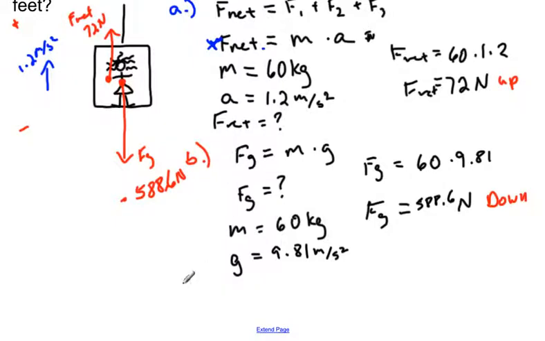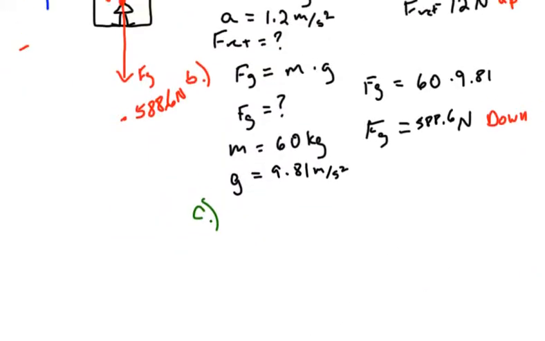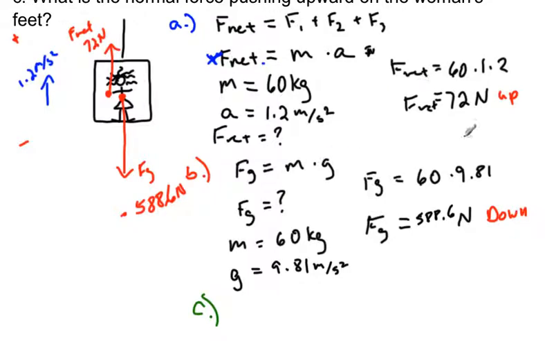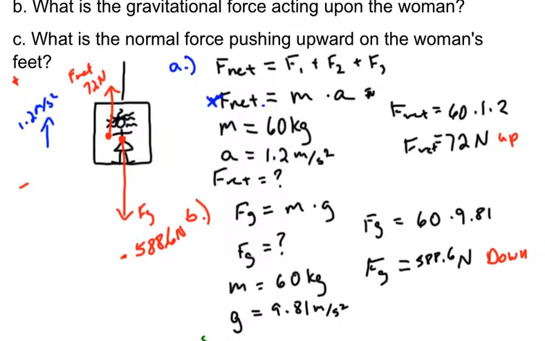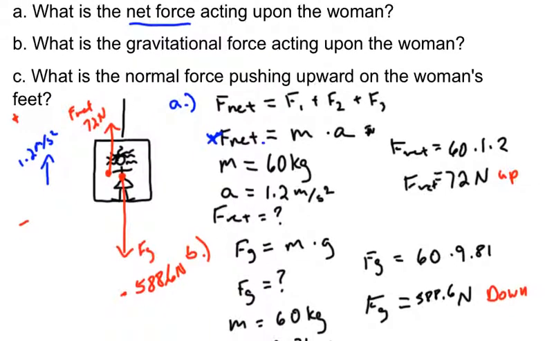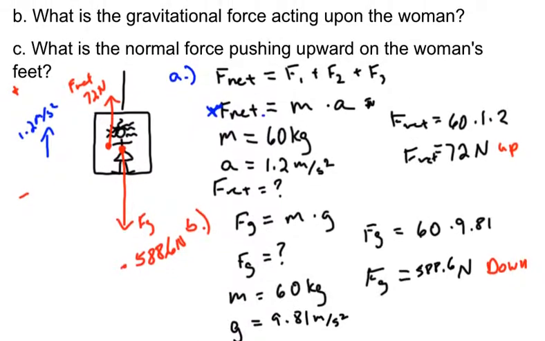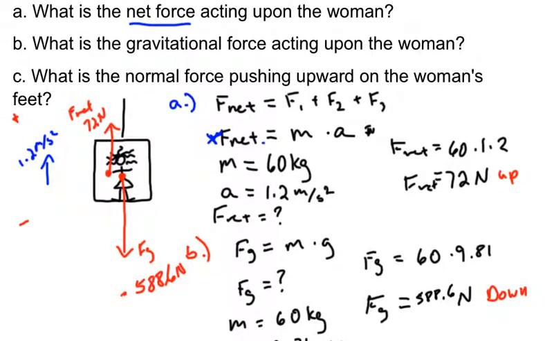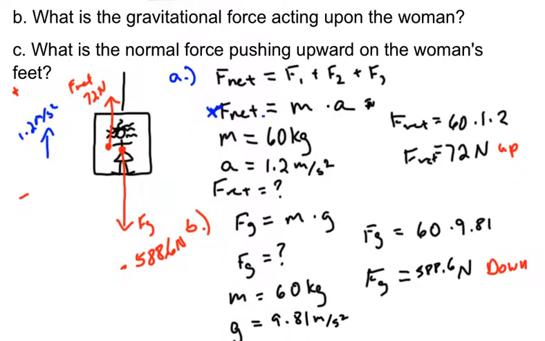Let's try to do C now. It's not so bad. And remember, we're going back to that force equals mass times acceleration. That's what we've been doing. What is the normal force pushing upward on the woman's feet? Well, we don't really have an equation per se just for normal force. So what are we going to do here?